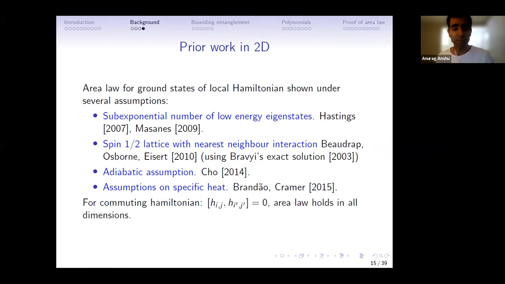One very interesting point that I would like all of you to keep in mind is that if the Hamiltonian is commuting, that means each term is commuting, for example, a classical constraint would be an example of that. Or the toric code is an example of this kind of Hamiltonian. For commuting Hamiltonians, the area law holds in all dimensions, and the proof is very, very easy. But this will be an important point later. So the only takeaway from this slide would be this particular sentence over here.